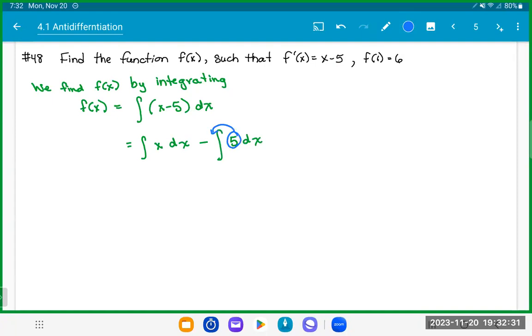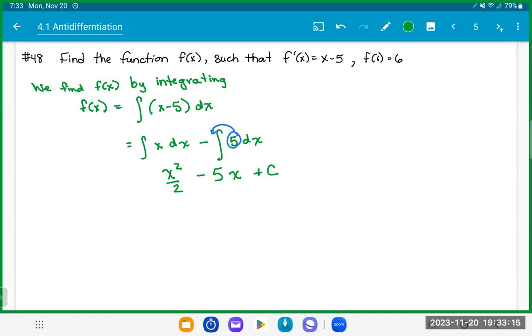So that's on the outside there. And we end up with x squared over 2, right? Because we have that x to the 1 plus 1, so x to the 1 plus 1 over 1 plus 1 gives us that x squared over 2, okay? And minus, we have this 5 here, and the integral of 1 is just x, and we also have to include that constant out there, okay? So this is x squared over 2 minus 5x plus c, okay?